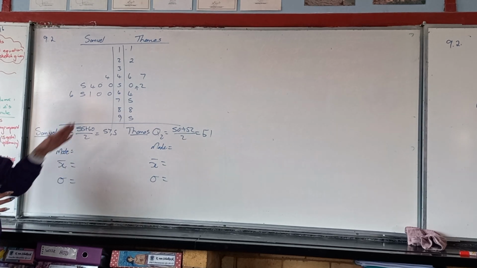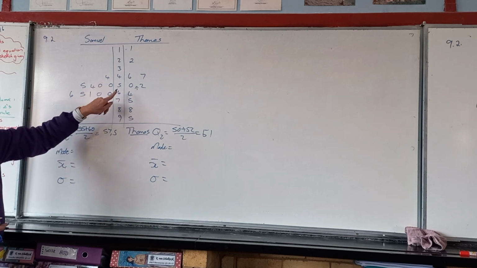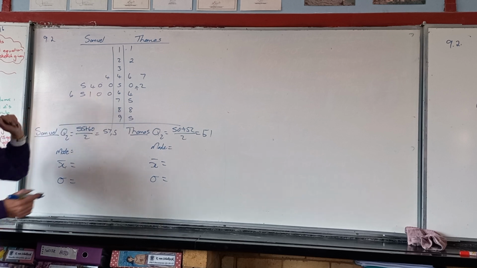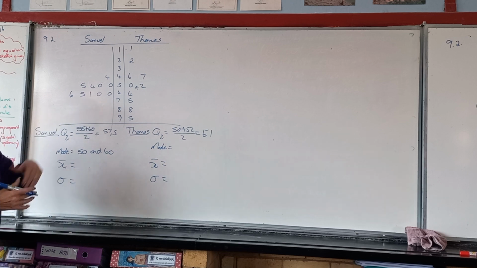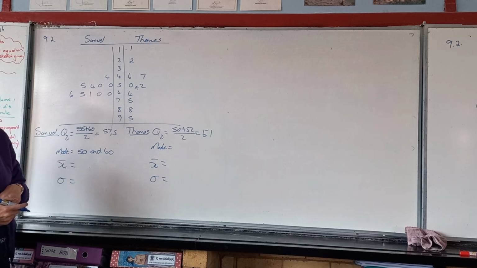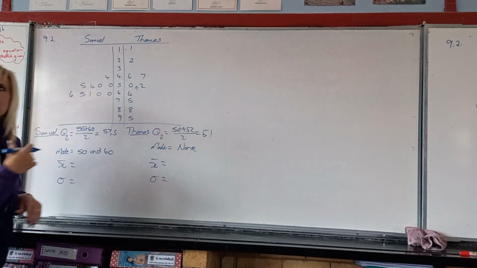What would be the mode in Samuel's case? 50 and 60. There's 2 of them. They're there more than once. 50 and 60. Wake up. And for Thomas? Mode? There's none. There's nothing that is repeating itself.